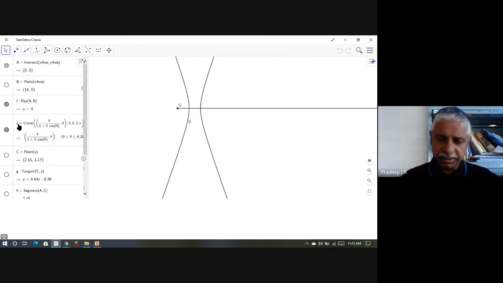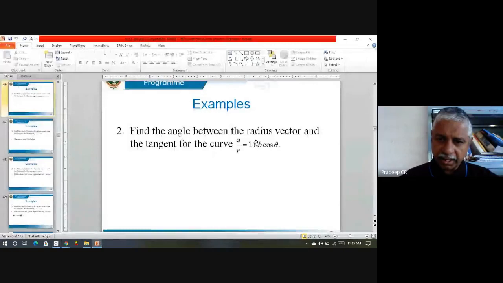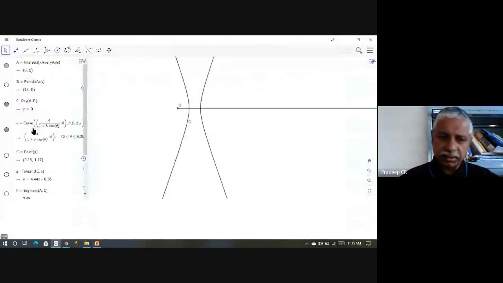This will give me, in this GeoGebra, A becomes R, so R into R by 4. Probably in this example I have taken A equal to 4 and B equal to 3. So it is 4 by R, which equals 1 plus 3 cos theta. Then you rewrite this. That is what I have drawn. This curve will look like this.